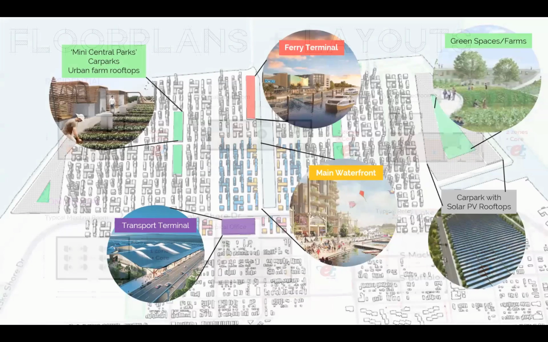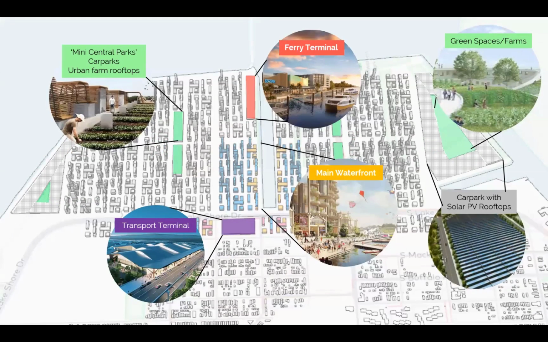Then we extrapolated what we have from the site onto the entire urban area and added in some additional features. From the left, you can see these blocks, which are essentially main car parks, which also act like mini central parks, and we have urban farm rooftops for that. We have a ferry terminal in the middle, and the main waterfront area where people will walk from the transport terminal to the ferry terminal. Then on the left and the right, you see 2 bigger car park facilities which have green spaces in the courtyard area and solar PV rooftops.